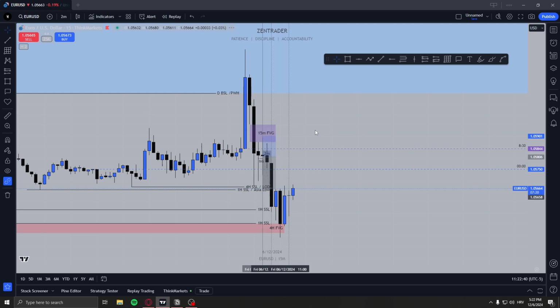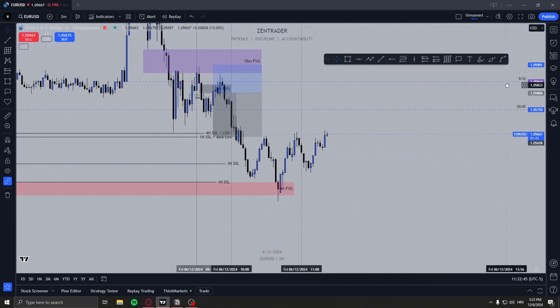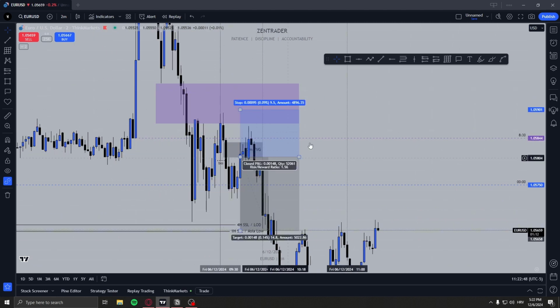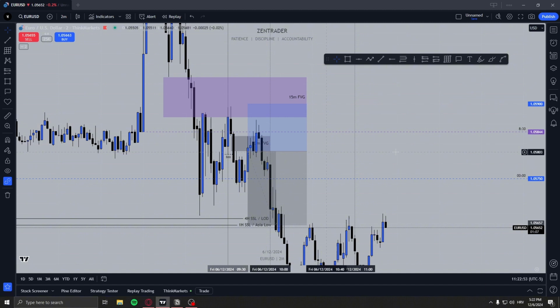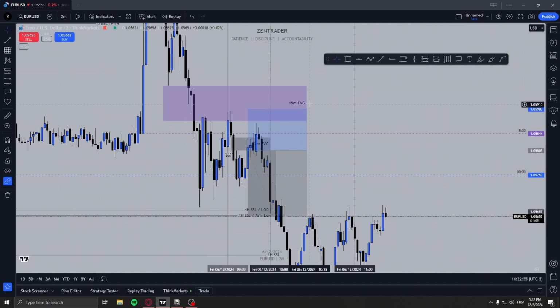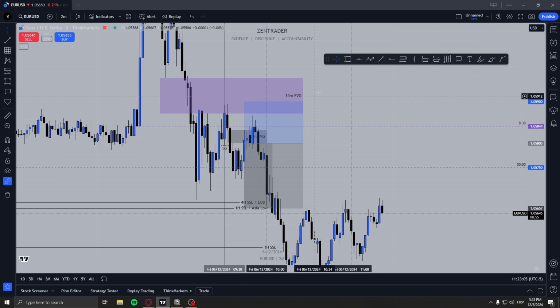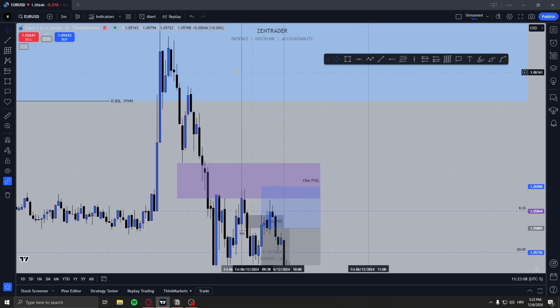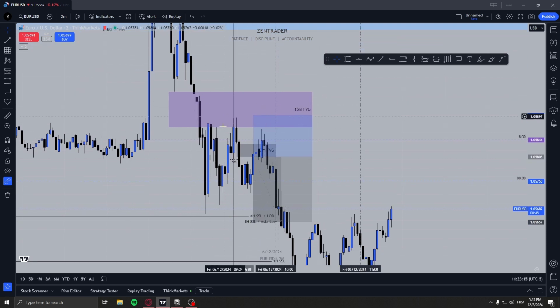So once price entered into the fair value gap right here, you could have easily seen this setup right here. I was looking at it, but I decided to not trade it because it was before 10 o'clock. So my trades usually, I only trade after 10 a.m. So 10 a.m. was not there yet. It was 9:44 when the entry happened, but it is an A+ setup because we have a high time frame PD array, or the fair value gap. We have a key sweep of liquidity, and then we use another fair value gap, which can also be counted as a sweep of liquidity.